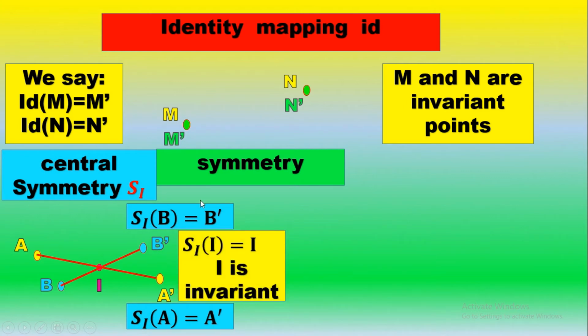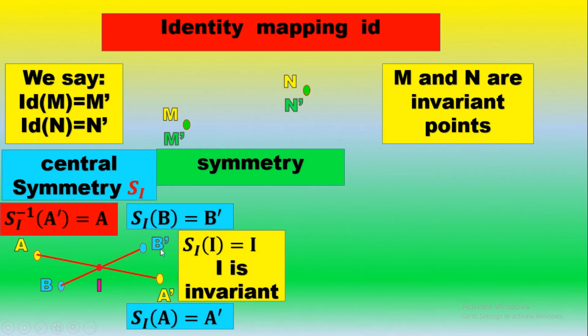Something else which is very important. If we want to find the symmetry of I with respect to I, isn't it the point I itself? So SI of I equals I. In this case, I is said to be an invariant point. Its image is the point I itself.